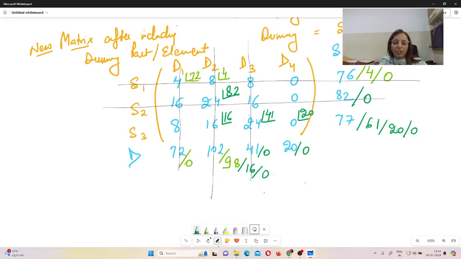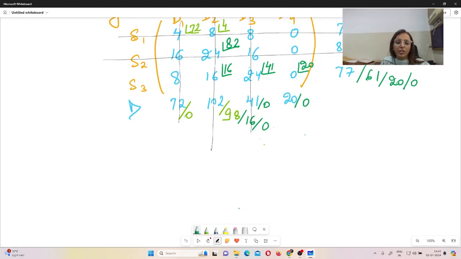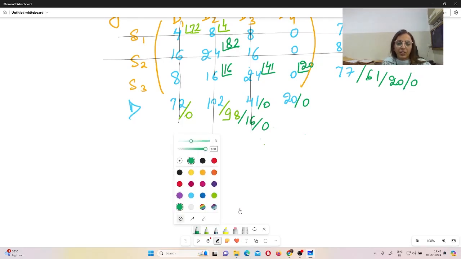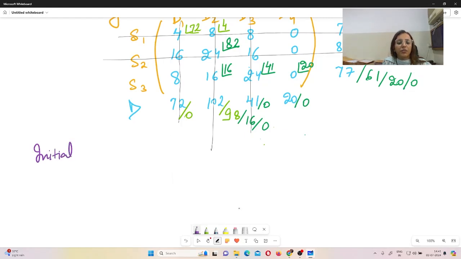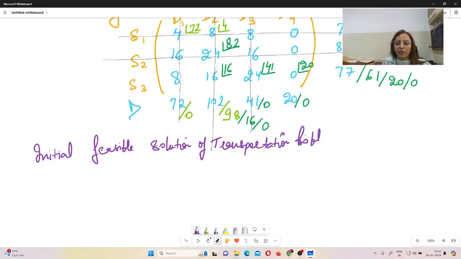So for the final allocation, how do we find the initial feasible solution? Write it over here: initial feasible solution of transportation problem. We have solved the initial feasible solution of the transportation problem by which method?